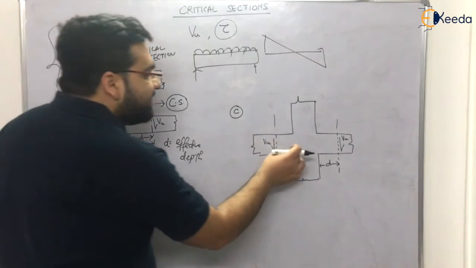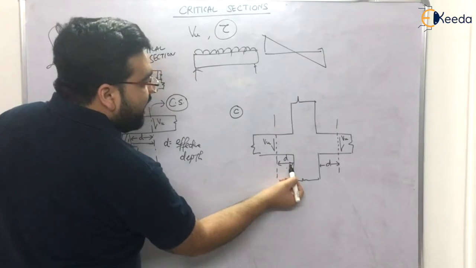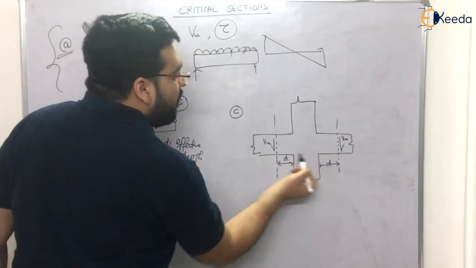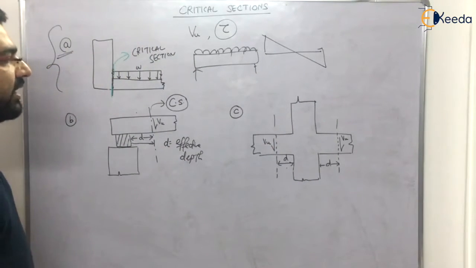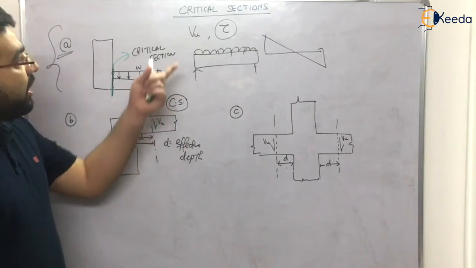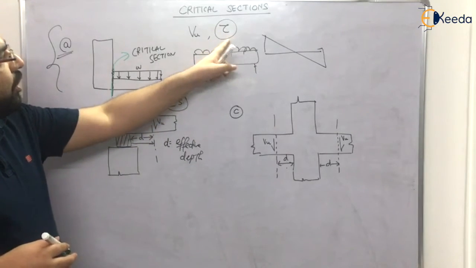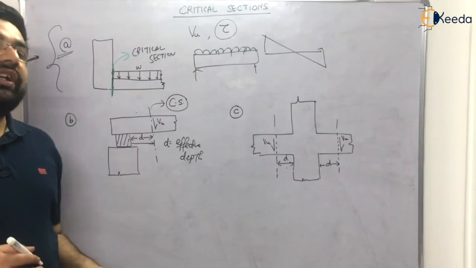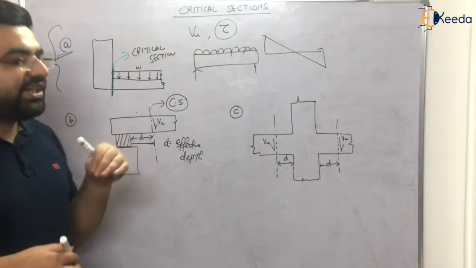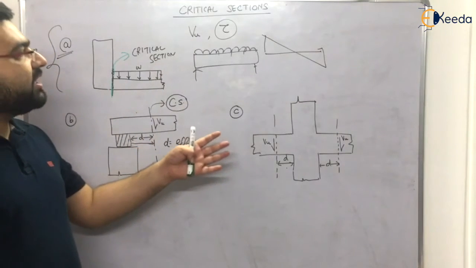The third case is like this. Let us suppose a continuous beam and you have columns here. At a distance of small d from the face of the column is considered to be the critical section. So students, I hope that you have understood the concept of critical sections. We are determining the value of tau and Vu at these sections only, because these sections have the highest chances of failing. Clear?